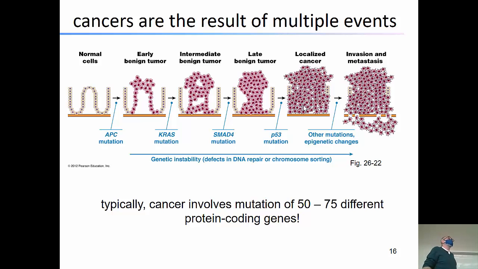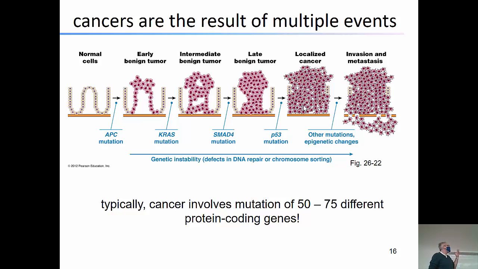And incredibly, it's probably on the order of 50 to 75 mutations that are required for cancer to occur, depending on what the mutations are. And this is why I was saying in the last class that every cancer is unique, because they won't accumulate the same mutations. There's certain genes that are more likely to be mutated, and we'll talk about the prevalence of some of those.